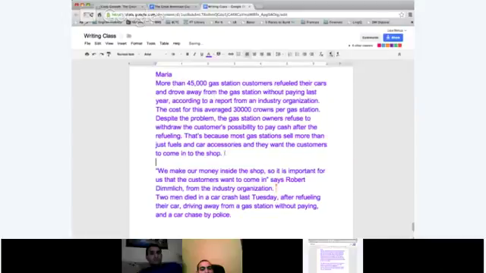More than 45,000 gas station customers refueled their cars and drove away from the gas station without paying last year, according to a report from an industry organization. The cost for this averaged 30,000 crowns per gas station. Despite the problem, the gas station owners refused to withdraw the customers' possibility to pay cash after refueling. That's because most gas stations sell more than just fuels and car accessories, and they want the customers to come into the shop. We make our money inside the shop, so it's important for us that the customers want to come in, says Robert Dimlich from the industry organization.